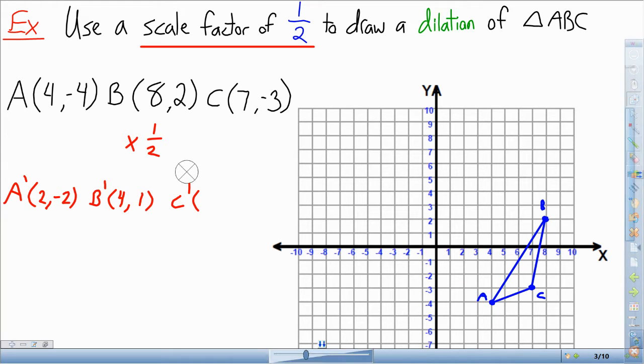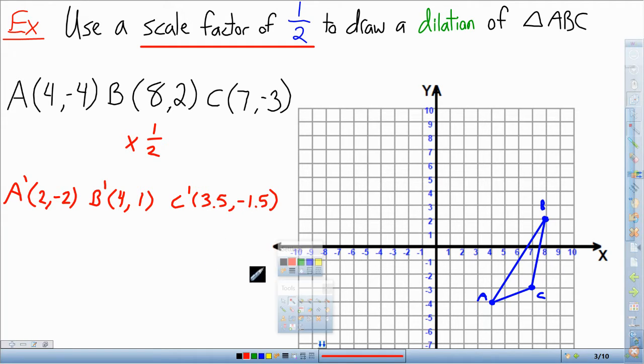C prime, half of 7, not an even number, but if you grab a calculator, or just do it in your head, half of 7 is going to be 3.5. Okay, and same idea with this negative 3, not an even number, but half of 3 is 1.5. So half of negative 3 is negative 1.5. Okay, so yeah, if you have to, you can use a calculator when you multiply these scale factors. But yeah, let's see what happens here.